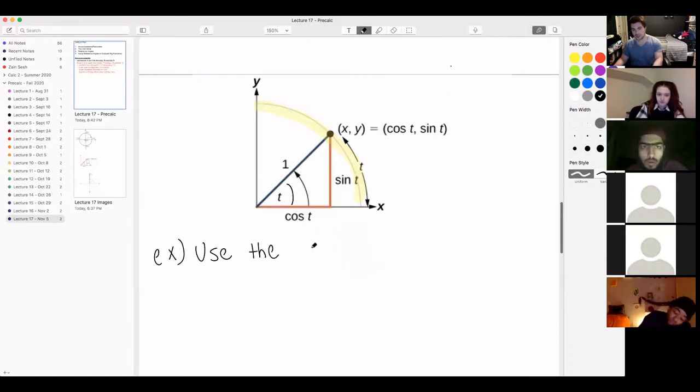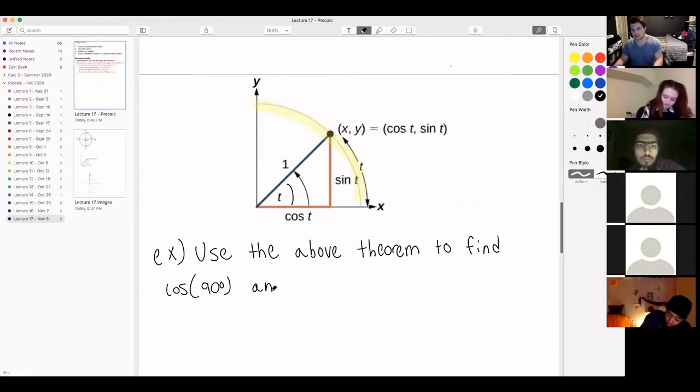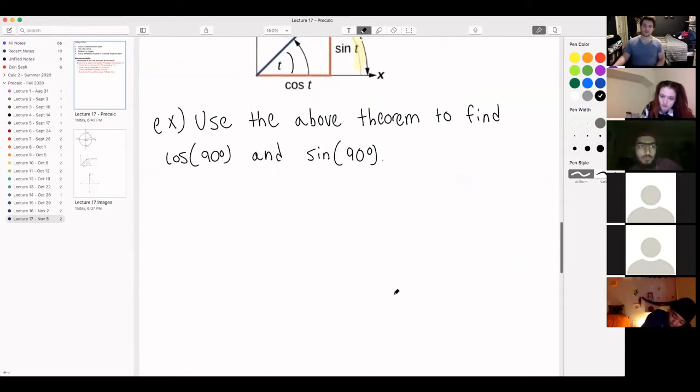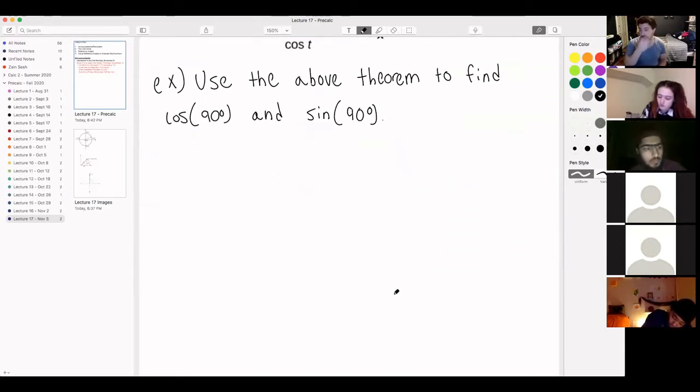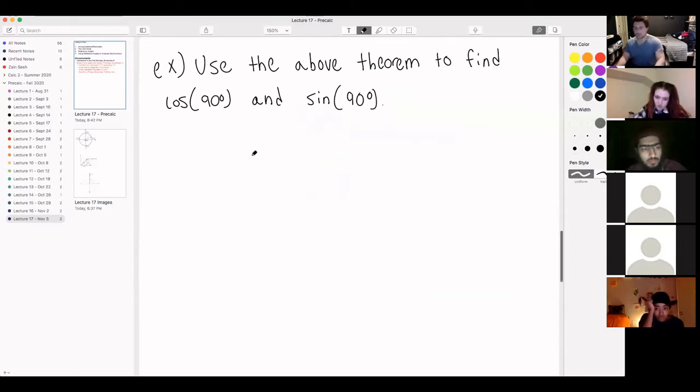So use the above theorem to find cosine of 90 degrees and sine of 90 degrees. Now we're extending our trig values. Now we're going to add 90 into the mix. First let me just write something and then we'll go into it.